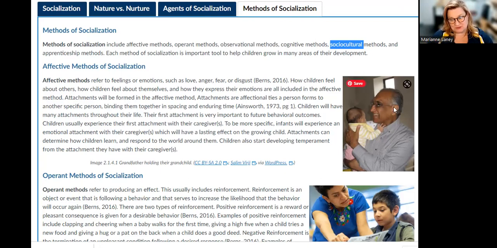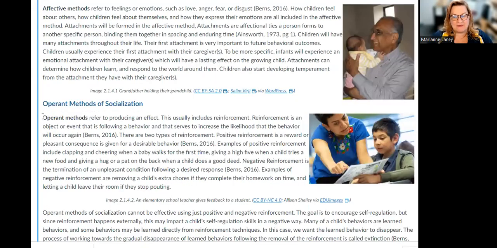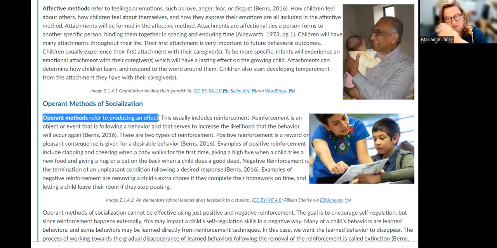Hopefully it's a positive emotion and it can maintain attachments. Now operant, again, this is having a sequence that produces an effect. So one, two, three creates something, right? And it usually includes reinforcement.